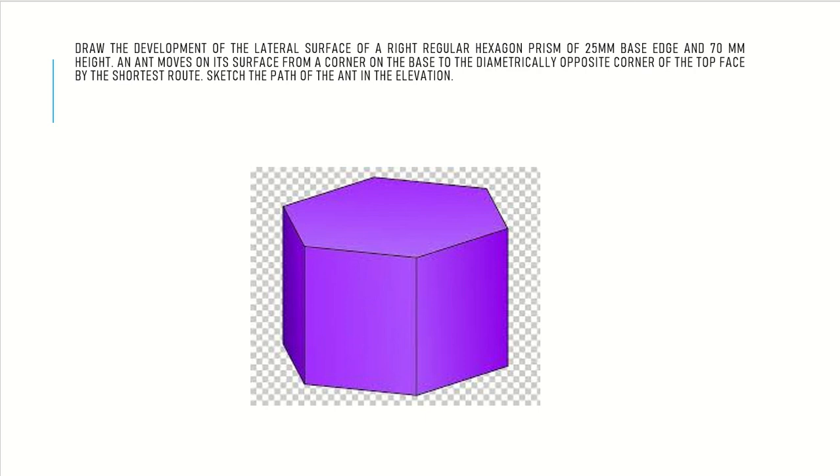Okay, actually it's being told that there is a regular hexagon prism. Base side is 25 and 70 mm is the height. Now it is resting with one edge parallel to VP. So it should have been in the question, but I haven't mentioned it, but it's like that. You have to keep one edge parallel to VP.